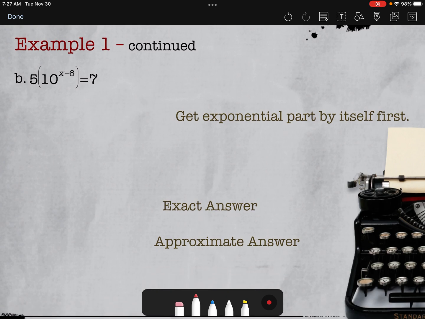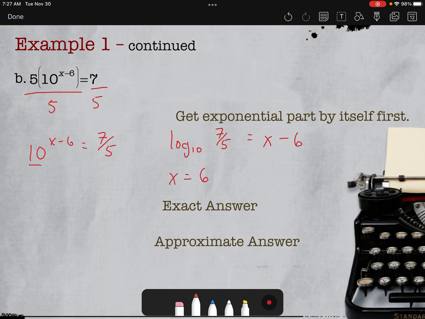Now, example 2, again, you see that the variable is in the exponent. The first thing we want to do is divide by 5. So we have 10 to the x minus 6 equals 7/5. Now, the previous way of 243 being 3 to the 5th power, 10 to no power is going to give you 7/5, at least no power that's easy. So we would definitely change this to a logarithm. So we'd go log base 10, there's the 10, of 7/5 equals x minus 6. And then, of course, you would add 6.